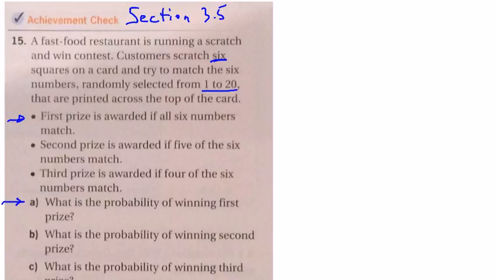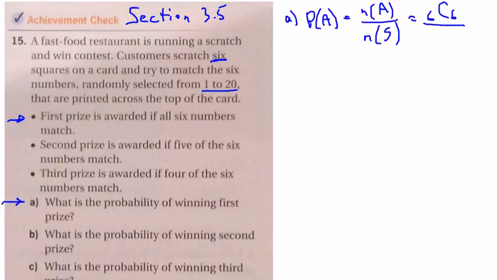Part B and C are asking us about second and third prize, where you only have to match 5 or 4 of the numbers. So part A is pretty straightforward. We need to find the number of ways that event A can occur in order to find the probability of event A. So the number of ways for event A divided by the number of ways in the sample space. And so the number of ways event A can occur is for you to match all 6 numbers. So 6 choose 6. And the number of things that could happen, well, that's 20 possible numbers from which you choose any 6, which is a significantly bigger number, right? So that would be 1 out of some big number.